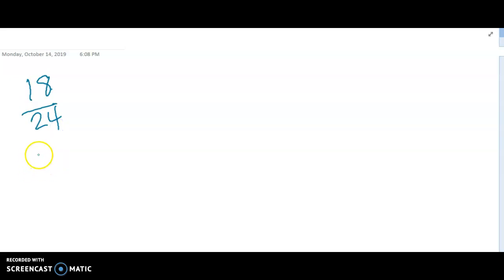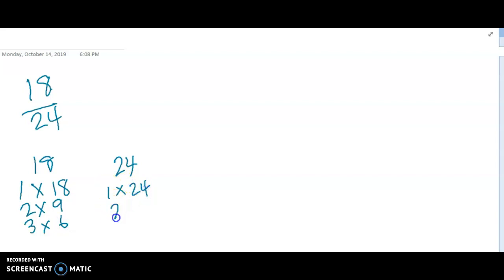Okay, last one we're going to do is 18/24. So if I want to see if 18/24 can be simplified, I'm going to write both the numerator and the denominator and all of the math facts. 1 times 18, 2 times 9, 3 times 6. For 24, 1 times 24, 2 times 12, 3 times 8, 4 times 6.